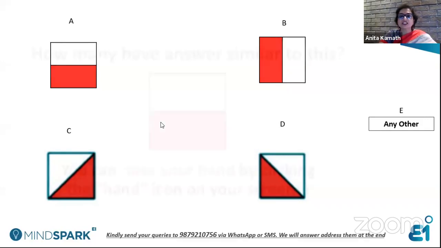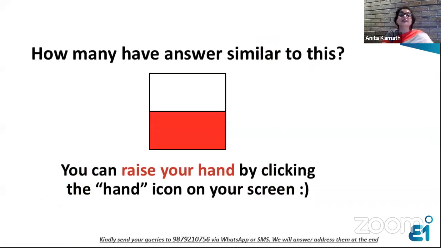Have we got most of them answering A, which is dividing the square horizontally? Okay, parents, you can raise your hand by selecting the hand icon. Okay, interesting. I can see 27, 34. Yeah, a lot of parents have answered. Awesome. Okay, now let's see what is the right answer.